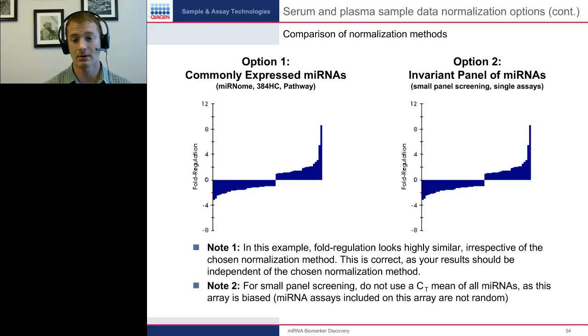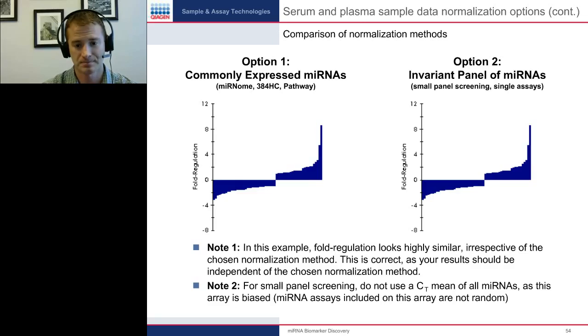So option 1, commonly expressed microRNAs. Choose this when you're working with a micronome panel, a targeted micronome panel, or a pathway-focused panel. This would be your large panels of microRNAs where the plate mean is truly indicative of differences in RNA amount.